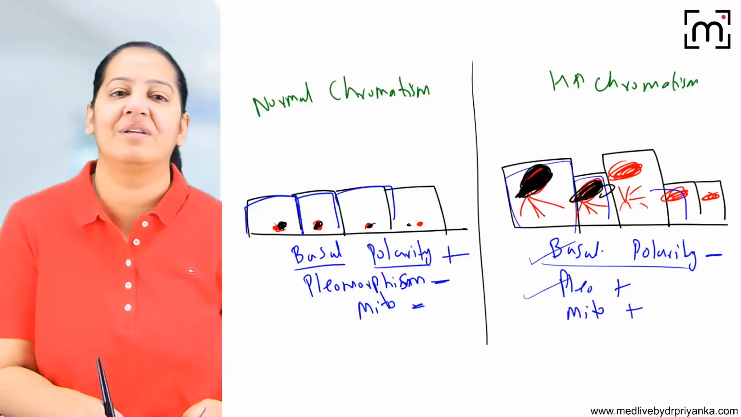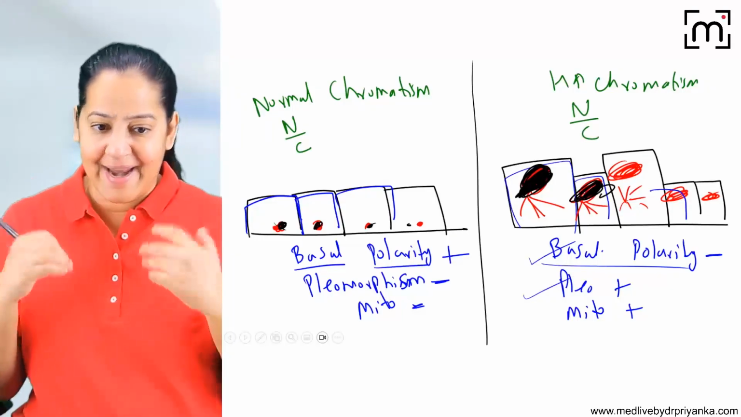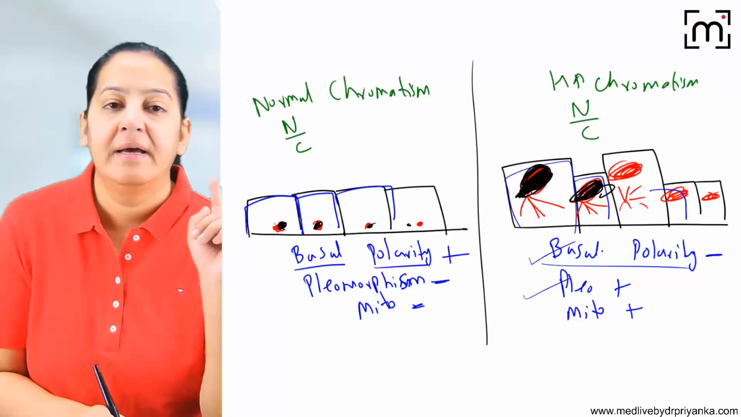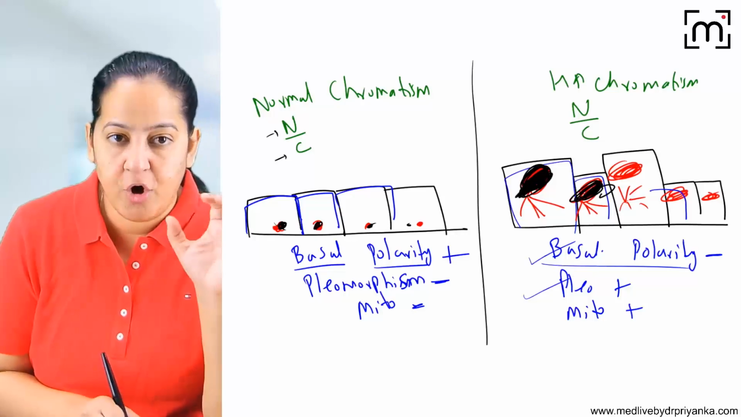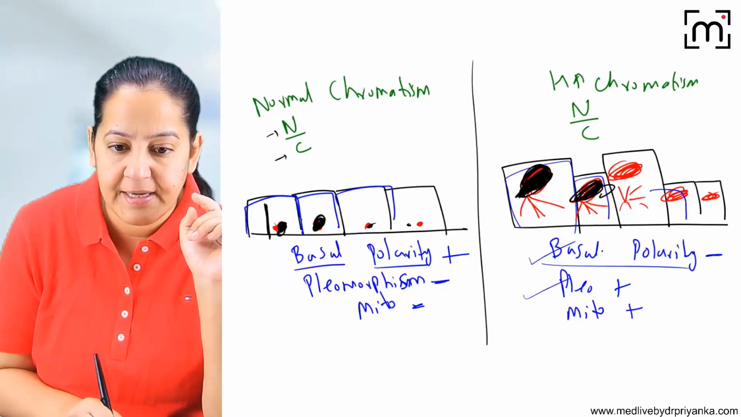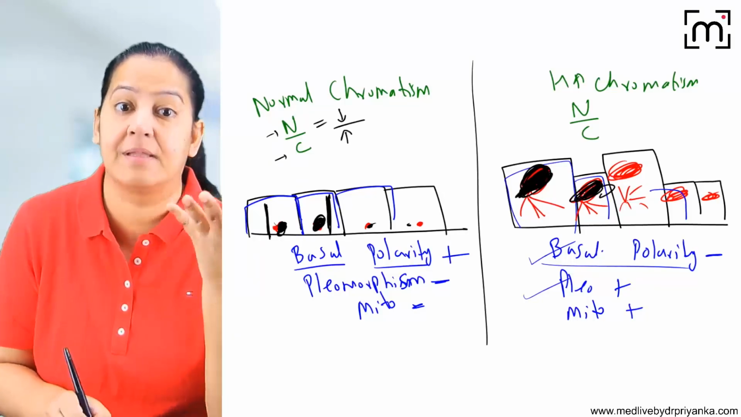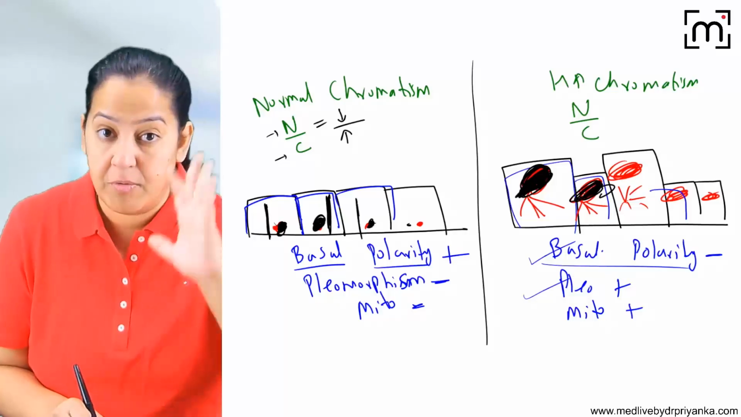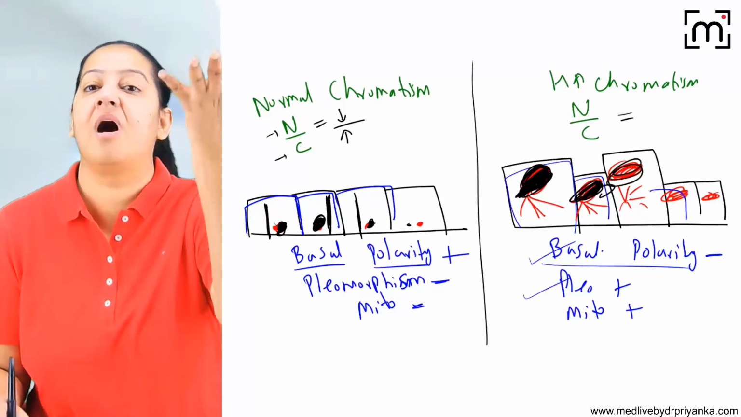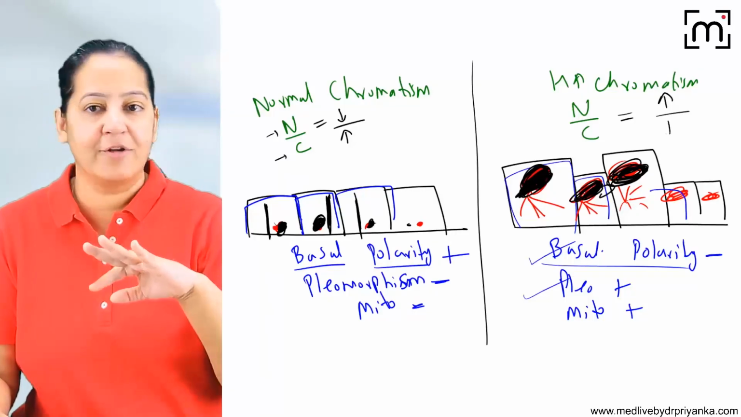And finally, the fifth and the last feature is NC ratio. What do you mean by N and C? N is the numerator, C is the denominator. N is the size of the nucleus and C is the size of the cytoplasm. See, size of nucleus here and size of cytoplasm. This is normal. So you can see nucleus is small in size and cytoplasm is large in size. In dysplasia, you can see the nucleus is enlarged, but cytoplasm is not that much enlarged. So your nucleus is more, but cytoplasm is less.